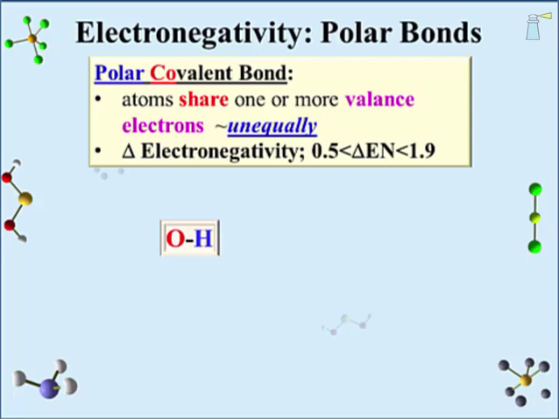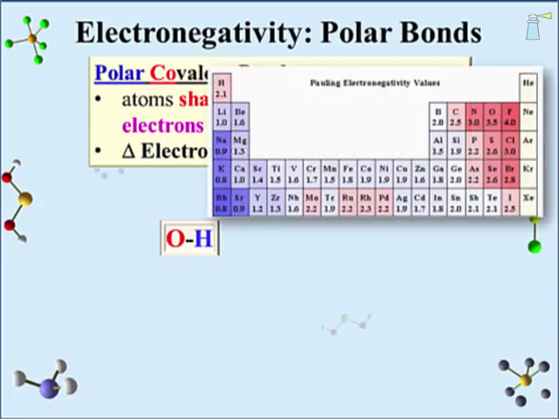Let us use the oxygen-hydrogen bond as an example. Begin by going to your copy of the periodic table with electronegativity values and get the electronegativity for the 2 elements in the bond. Oxygen is a value of 3.5. Write that down. And hydrogen has a value of 2.1. Write that down. Remember that electronegativity is the measure of how much an atom wants the shared electrons. Oxygen clearly wants those shared electrons more.